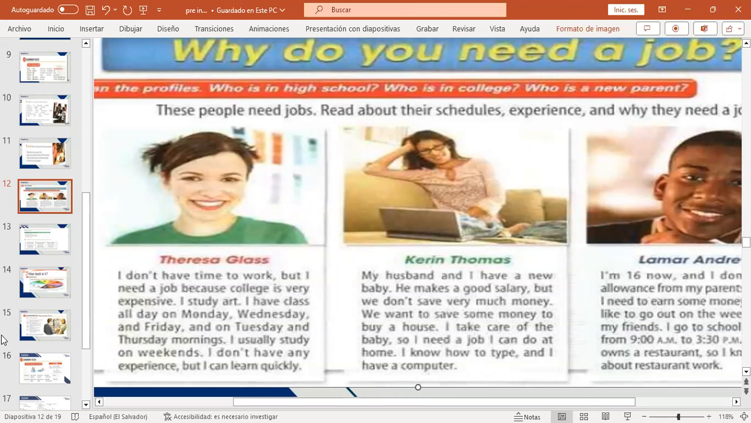I'm gonna read it, okay? I don't have time to work, but I need a job because college is very expensive. I study art. I have a class all day on Monday, Wednesday, and Friday. And on Tuesday and Thursday mornings, I usually study on weekends. I don't have any experience, but I can learn quickly.